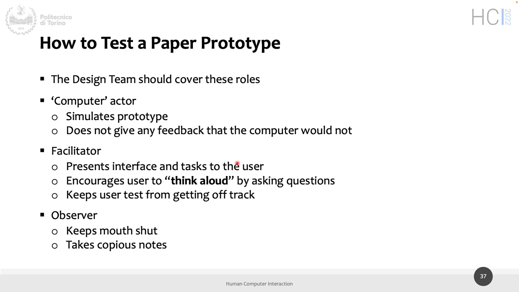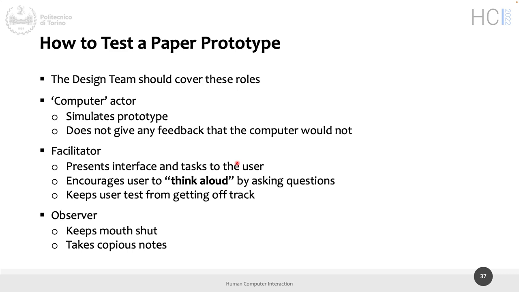And the third one is the observer. That is just observing what happens without interfering, like an observation for need finding. So it's there, silent, looks at what happens, looks at what the tester says, looks at what the facilitator says, and keeps notes. Takes notes of everything that works and does not work, etc. So it's just there to observe and take notes of what happens.